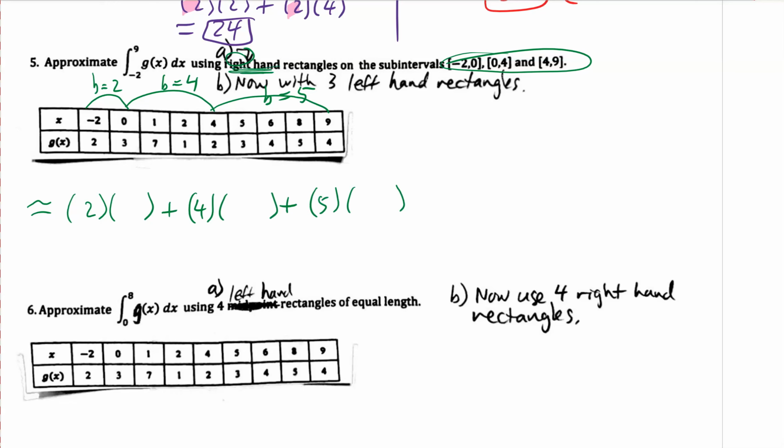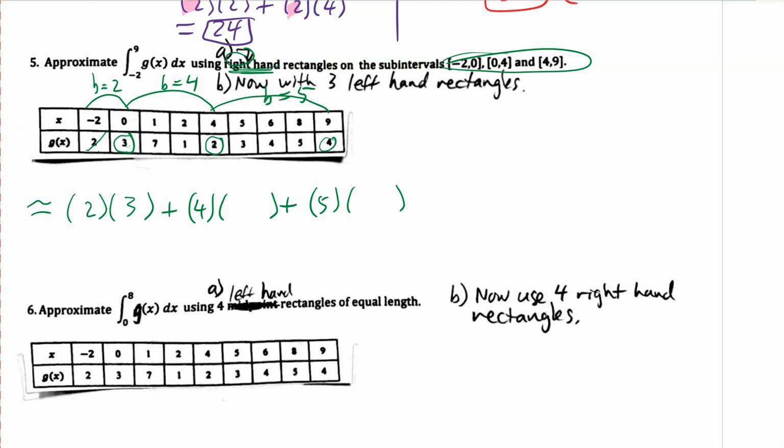We're doing right-hand rectangles. So we're going to choose the one on the right. You guessed it. Don't use the 2. Next, we'll use between the 3 and the 2. Right? So we're going from here to here, from 0 to 4. We're going to use the one on the right for that one. And then for the last one, we'll use the one on the right.